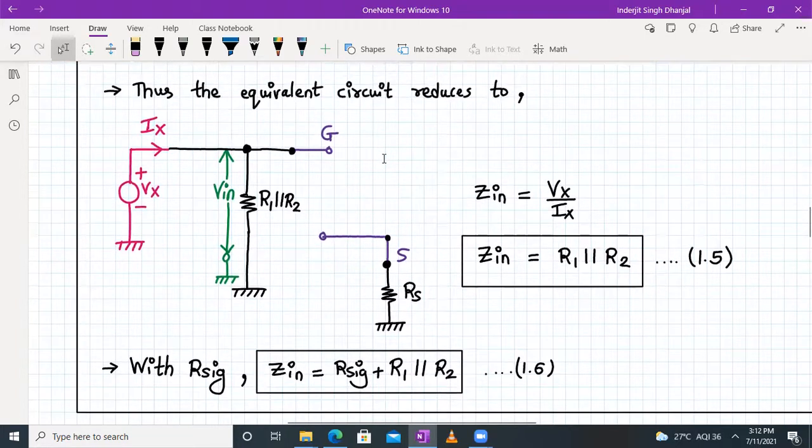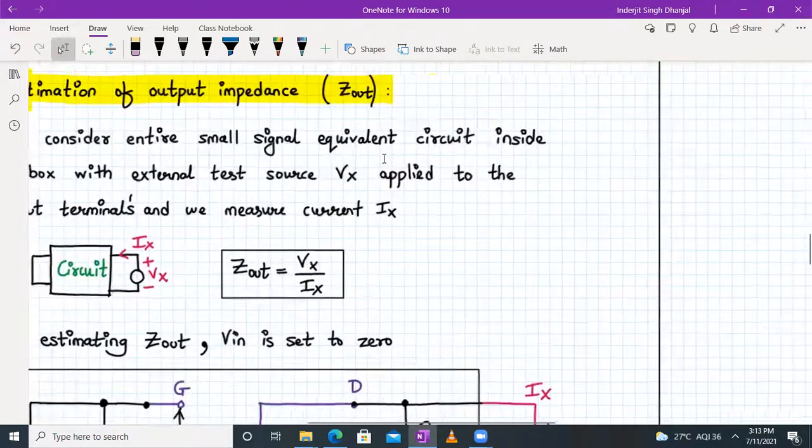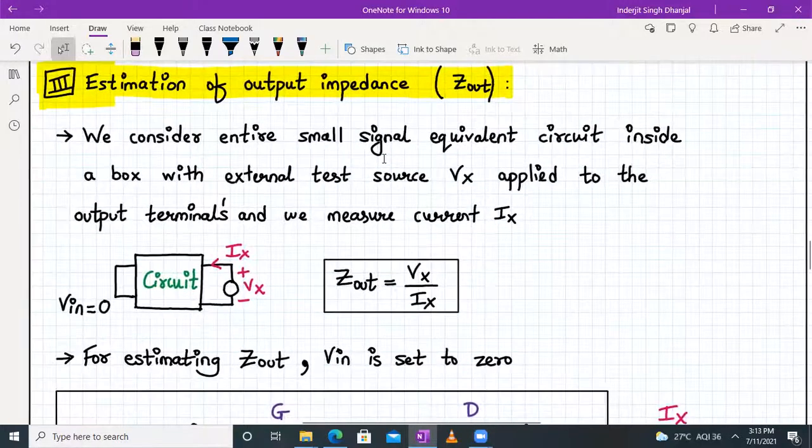So in this manner, we estimate the input impedance. Now let's go for the output impedance. For the estimation of output impedance, we consider a similar technique. We consider the entire small signal equivalent circuit inside the box with its external test source applied to its output terminal, and we measure current Ix. So the output impedance will be given by Z out equal to Vx upon Ix.